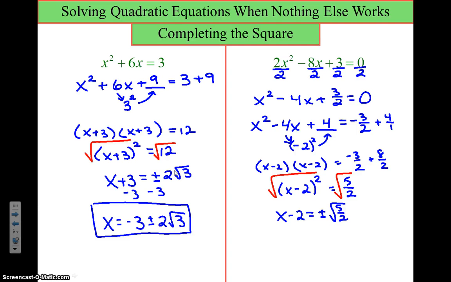So then our last step, solving for x, we're going to add 2 to both sides. And so our two solutions are that x equals 2 plus the square root of 5/2 and 2 minus the square root of 5/2.